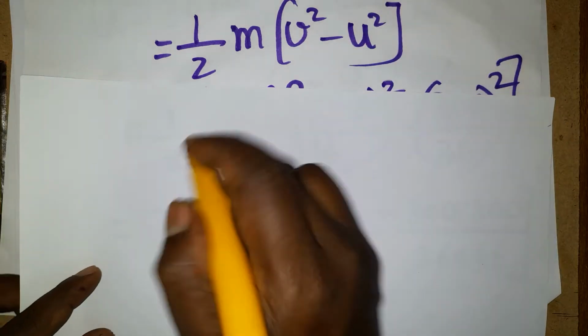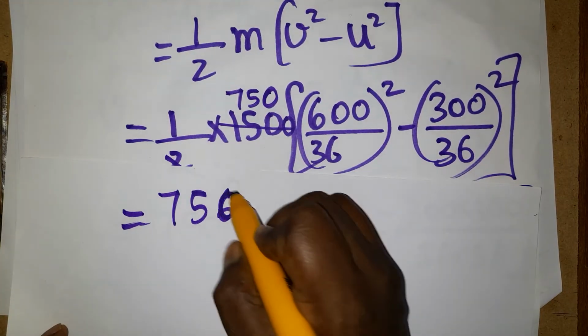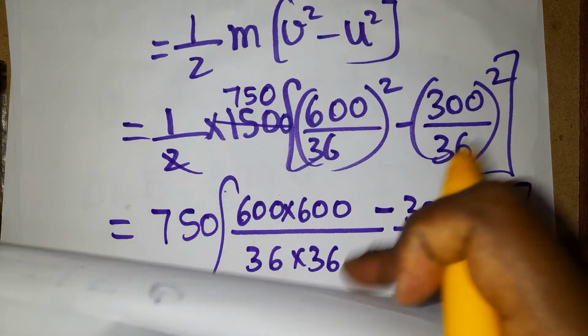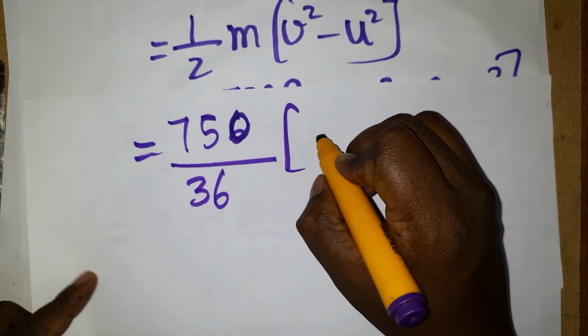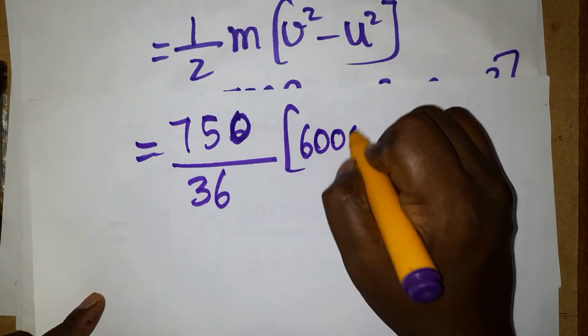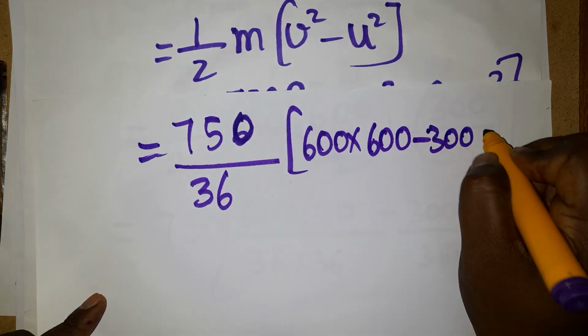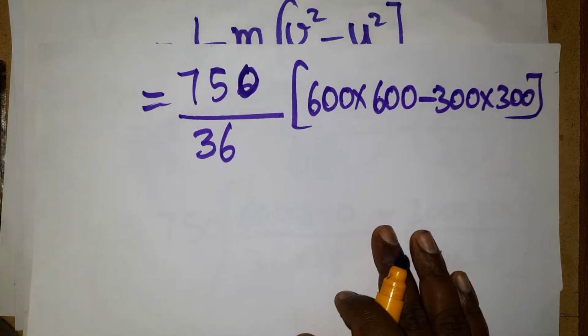Okay, so see here, 750. Denominator, what is the denominator? 36. Common 36, you can take it outside. I have taken 36 outside. What is here? 600 into 600, 600 into 600 minus 300 into 300. Even more, you can make it a very simple equation.